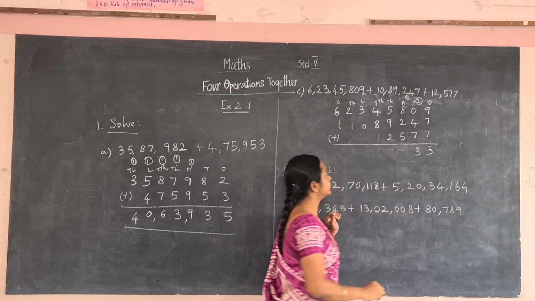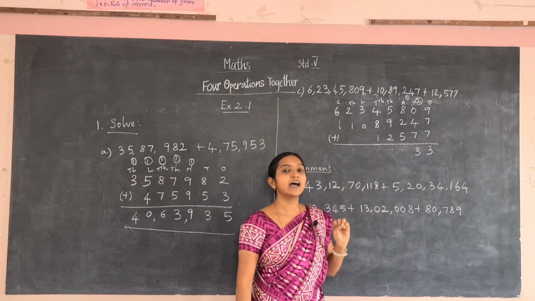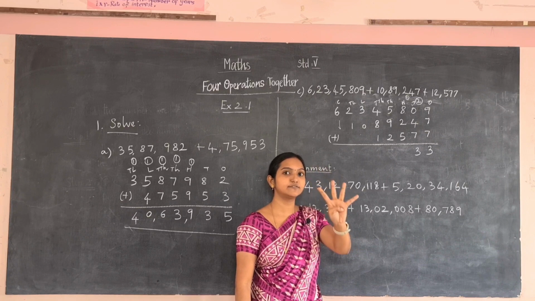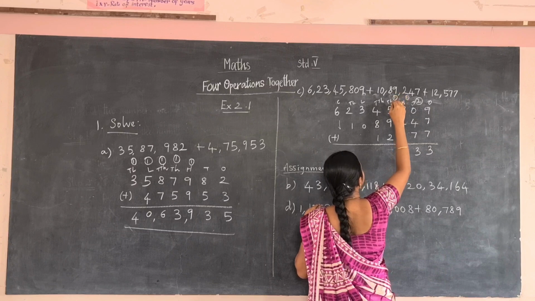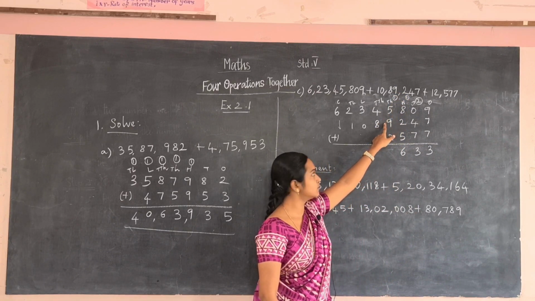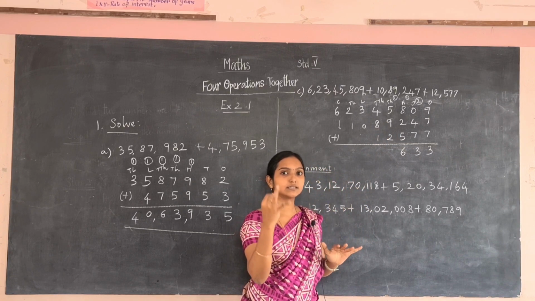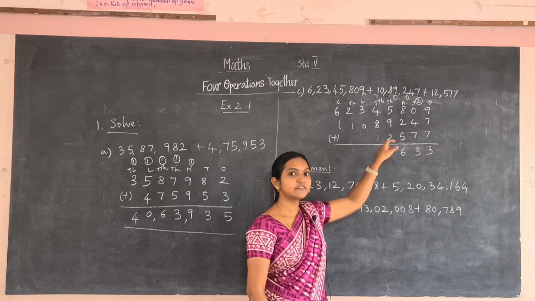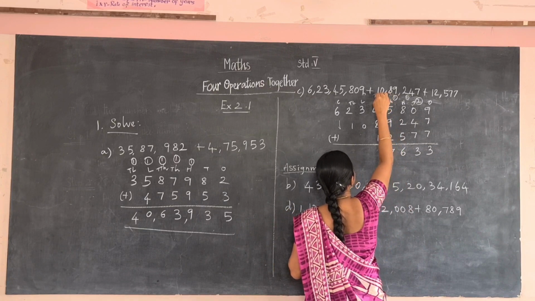8 plus 1 will be 9. After 9 count 2. That will be 10 and 11. After 11 count 5. That will be 12, 13, 14, 15, 16. Carry 1 to thousands place. 5 plus 1 will be 6. After 6 count 9. That will be 7, 8, 9, 10, 11, 12, 13, 14 and 15. After 15 count 2. That will be 16 and 17. So write 7 and carry 1 to 10,000s place.